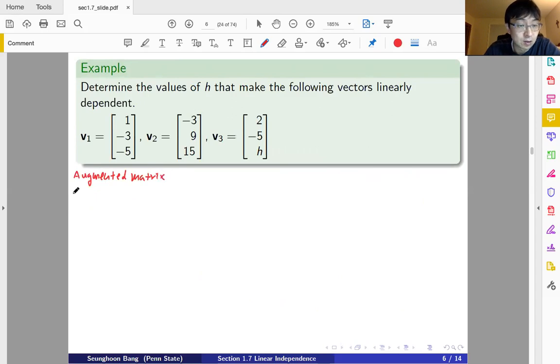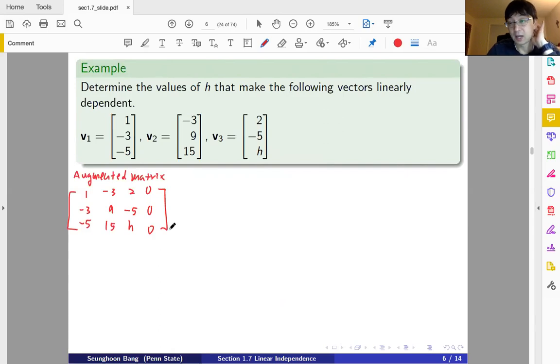The matrix. So what's that? The first column is v1: 1, -3, -5. The second one: -3, 9, 15. The third one: 2, -5, h. This is like a homogeneous equation, 0, 0, 0. You can change it to the augmented matrix, like this.